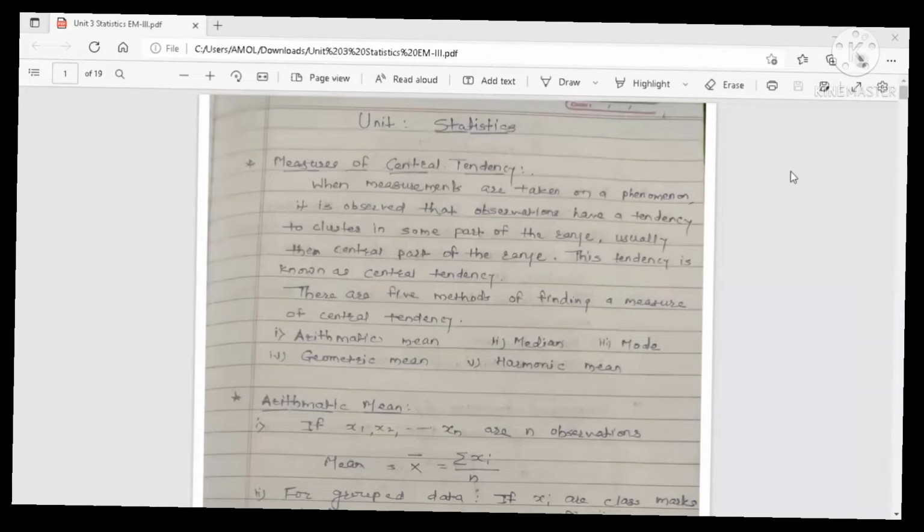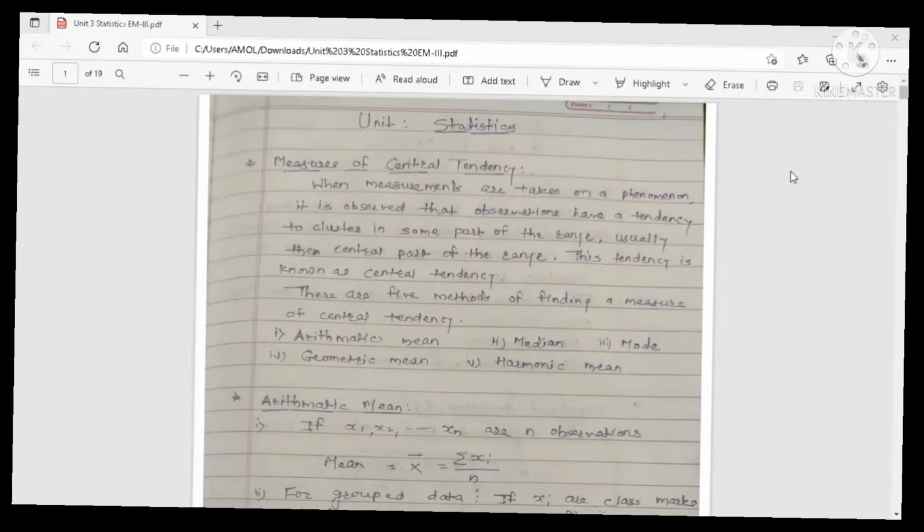When measurements are taken on a phenomenon, meaning when measurements are taken on any experiment, it is observed that observations have a tendency to cluster in some part of the range, usually the central part of the range. This tendency is known as central tendency.